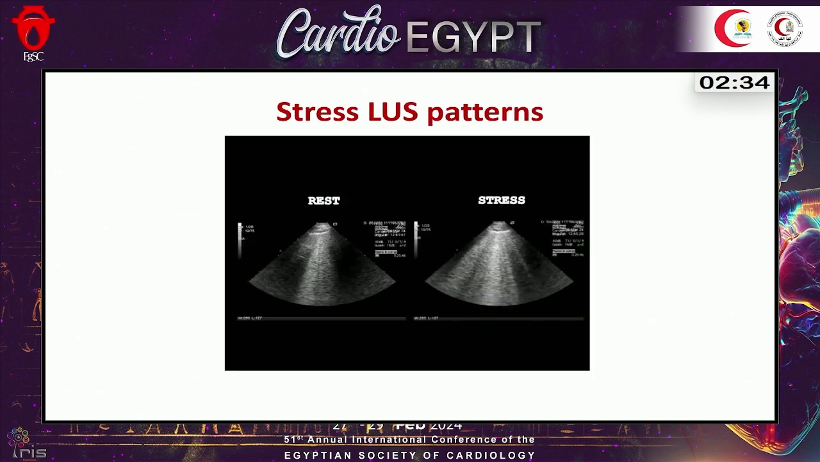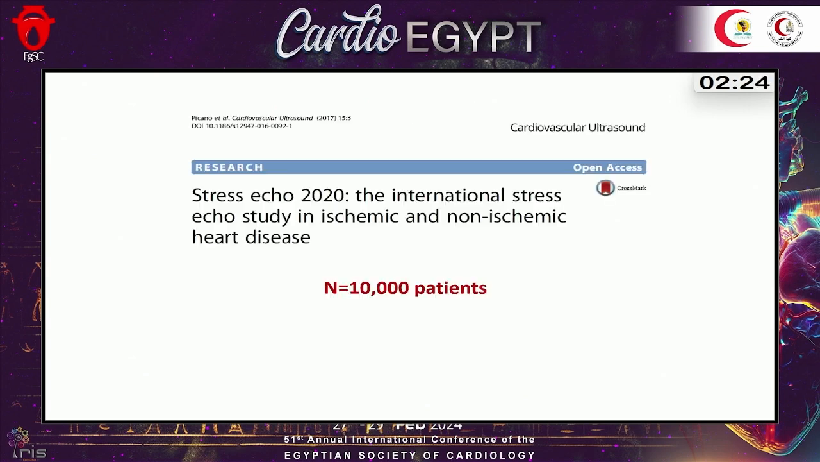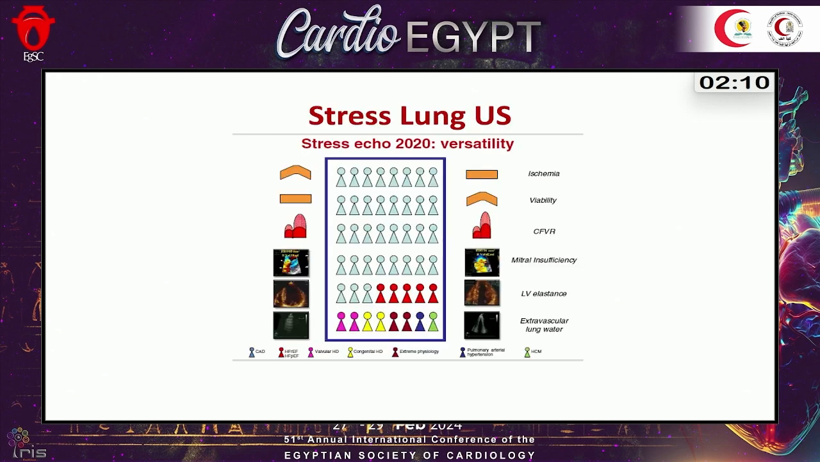We can see that the B lines in cases of stress become exaggerated and provoked compared to the resting state. What is the clinical evidence behind that? Well, this is the stress echo study, which was published in 2020. This is an international echo study recruiting 10,000 patients with ischemic and non-ischemic heart disease. And this study was assessing the versatility of stress lung ultrasound among the different things that are being assessed.